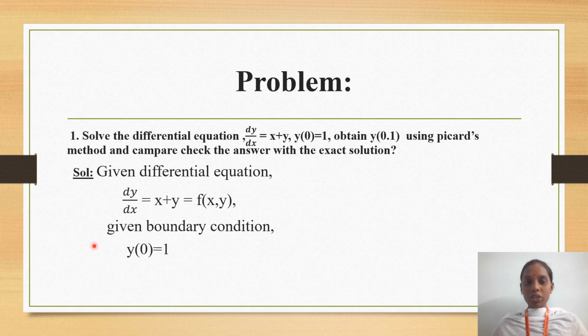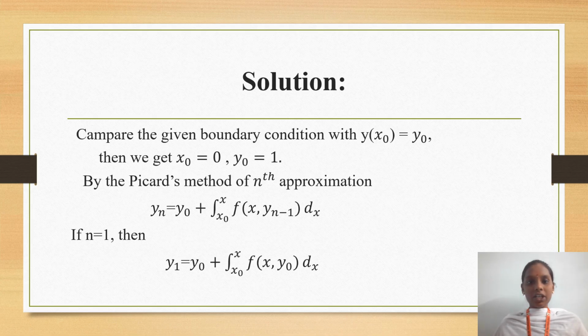Coming to the solution, the given differential equation dy by dx is equal to x plus y is equal to f of x comma y. What is the boundary condition here? y of 0 is equal to 1. According to the question, they gave the differential equation and boundary condition. Comparing the given boundary condition with y of x naught is equal to y naught, we get x naught is equal to 0, y naught is equal to 1.